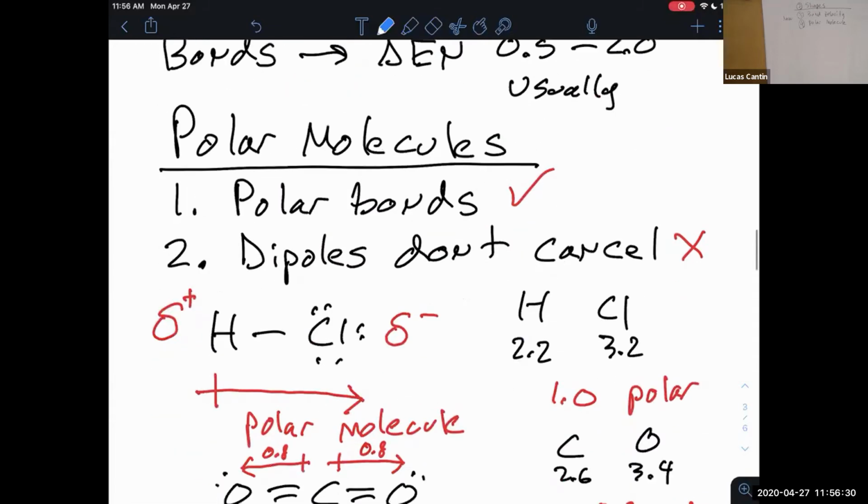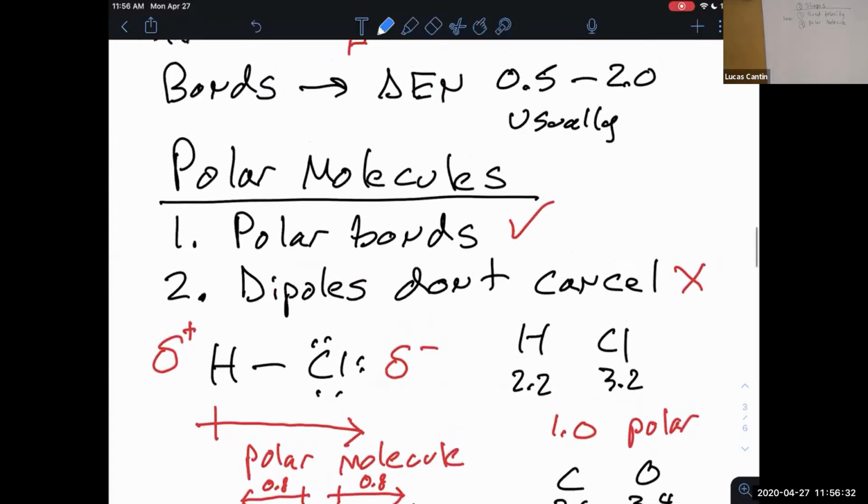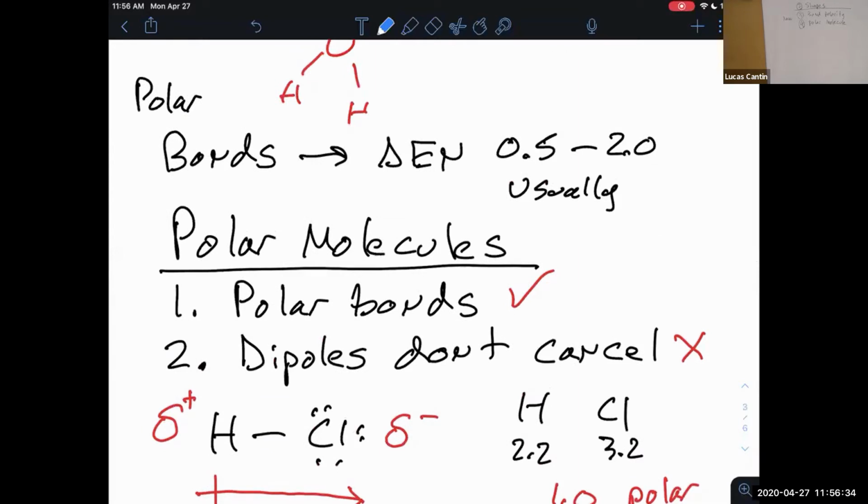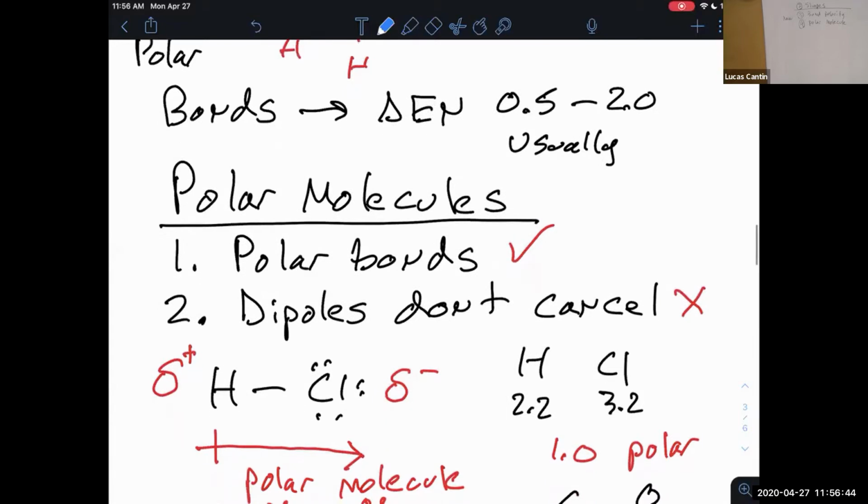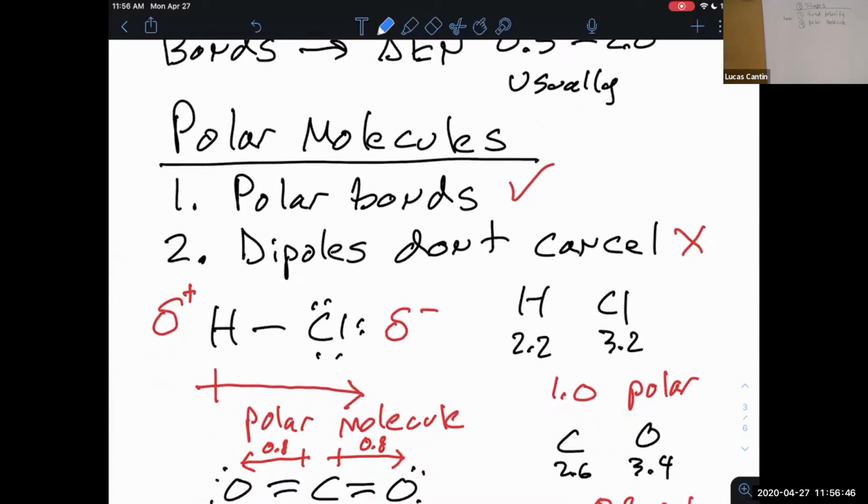So we were able to calculate polar bonds, but to have a polar molecule, you actually need a little bit more. To have a polar molecule, you need to have polar bonds, but you also need to have a situation where the dipoles don't cancel. We saw in HCl, there was no other bond. So all you needed was one polar bond, and there was no other bond. It was automatically polar. That was a simple case.